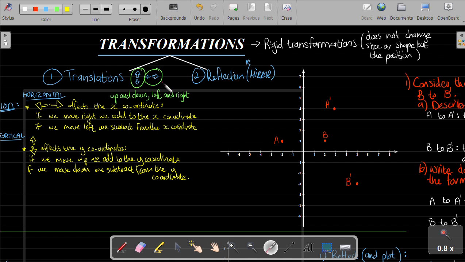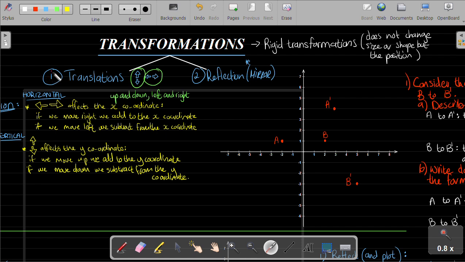Okay, so guys, what we are doing today is, I say it's transformations, but we are dealing with the first two types, which are rigid transformations. Rigid transformations means that when we move our points or shapes or whatever they give us on the Cartesian plane, it will not change size or shape, but it will change positioning. So let's have a look.